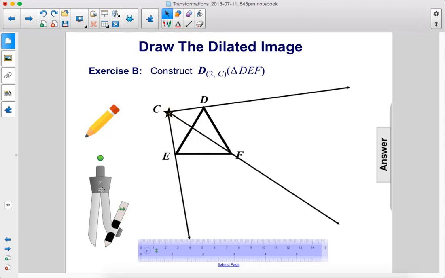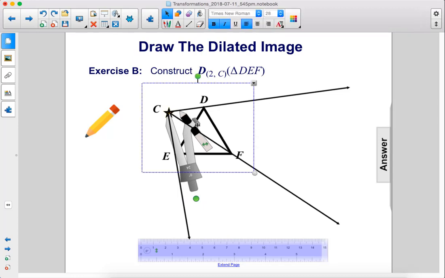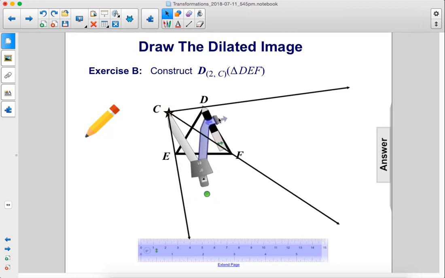Now we're going to take our compass and rotate it around, flip it over. We're going to put it on C and then line it up with D. We're going to stretch it out until it's at the correct distance from C to D. Then we're going to pick it up, move it over to D, and this marks twice the distance from C to D. So this whole length here is 2 times CD. So we'll pick this up, move it back to C.